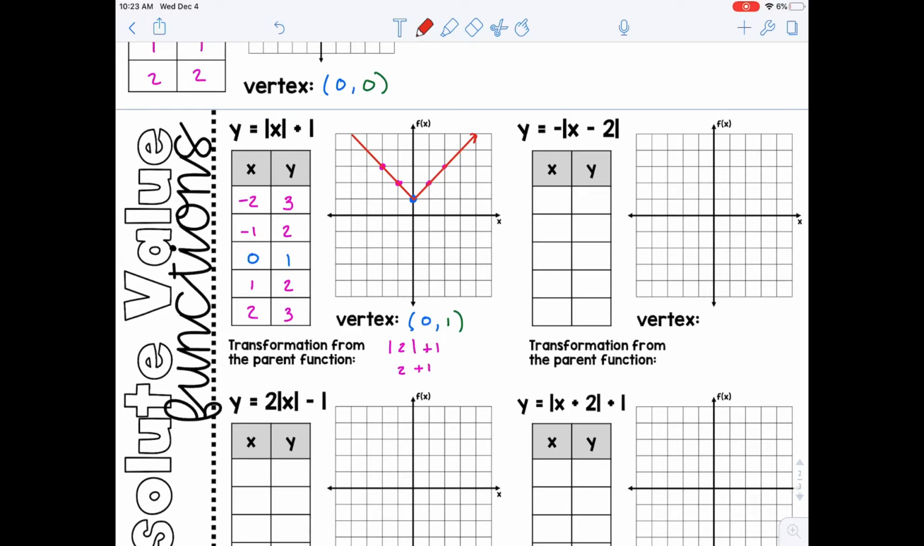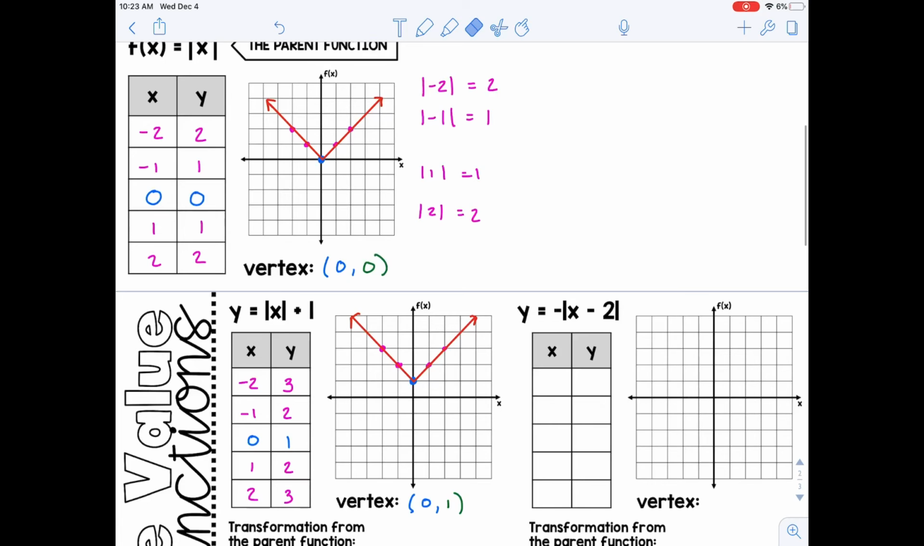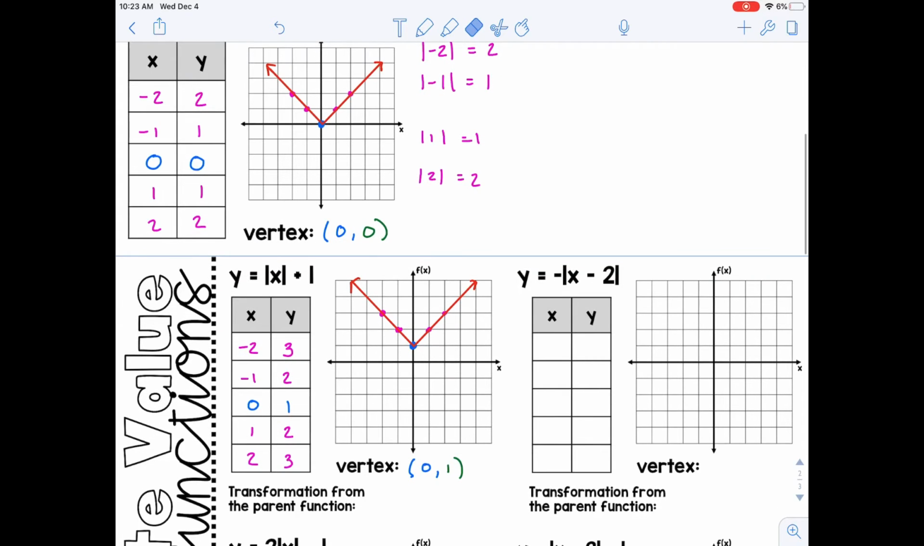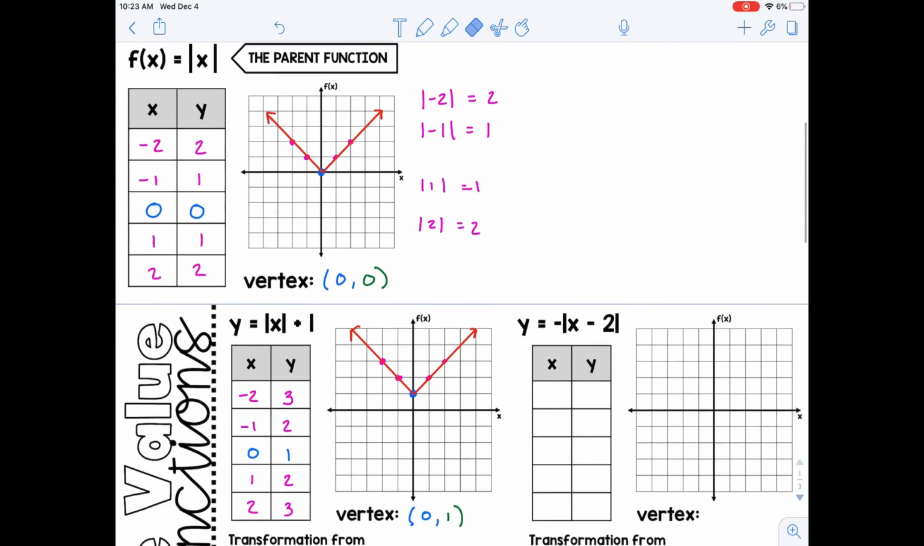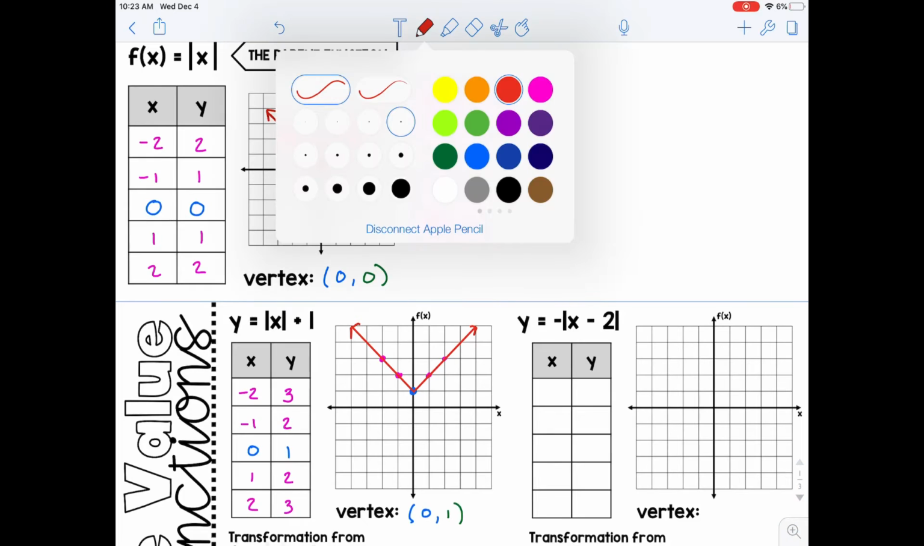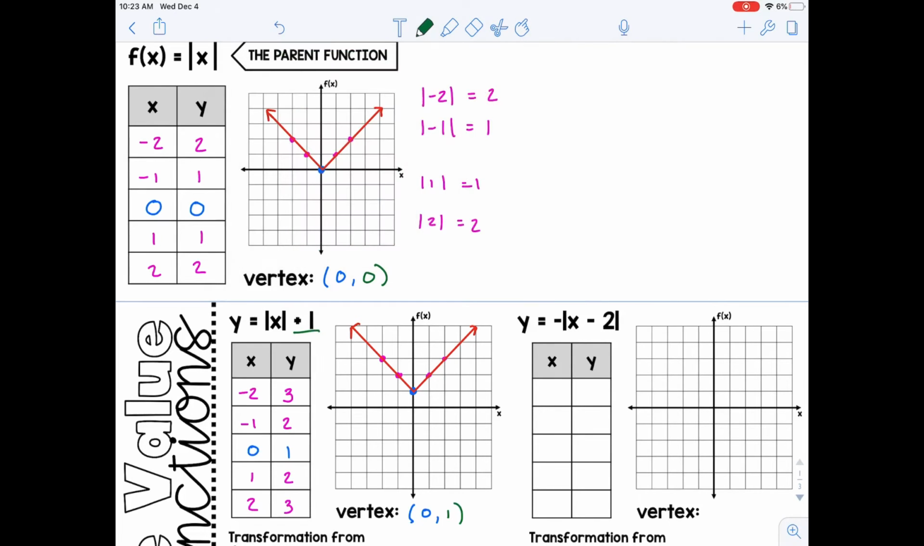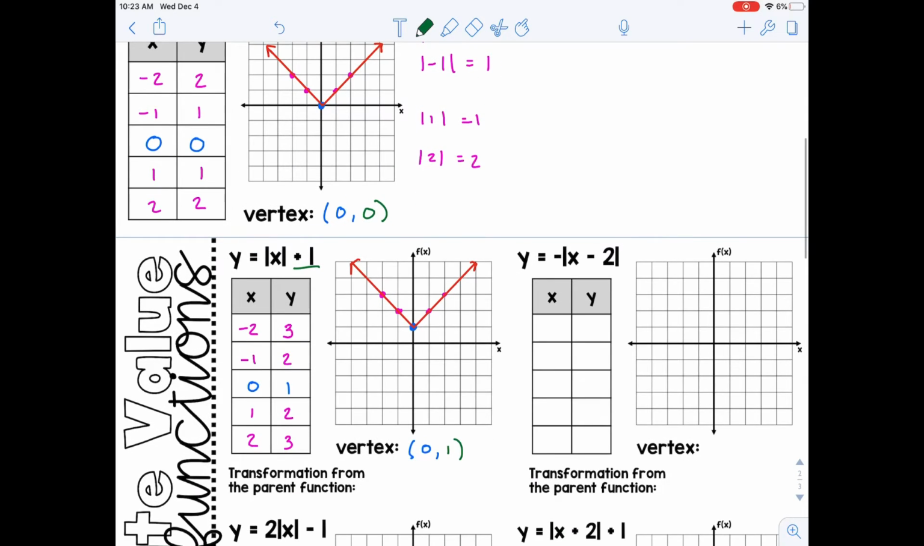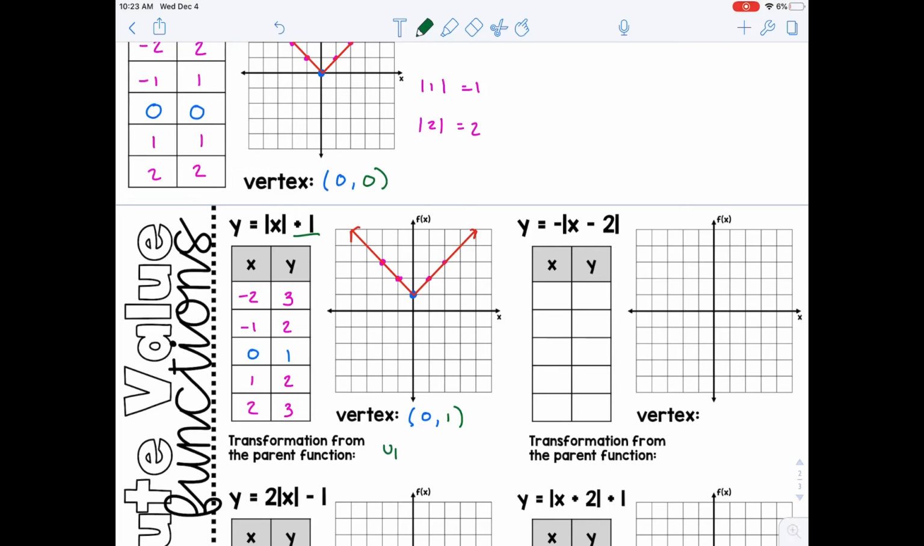So comparing this to the first, our parent function, if I'm just looking at these two graphs, all that happened was the graph did what? It shifted up 1 unit. And we know that because we know that the k value, because that's all that changed right here, was the k value of 1. All that does is move the graph up 1 unit. So right there where it says transformation from the parent function, go ahead and write up 1 unit.